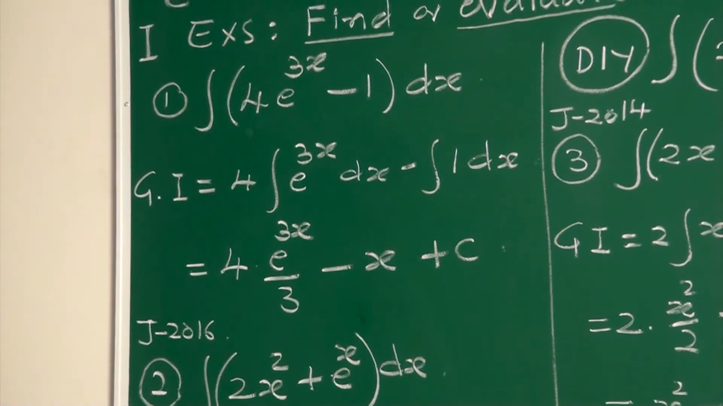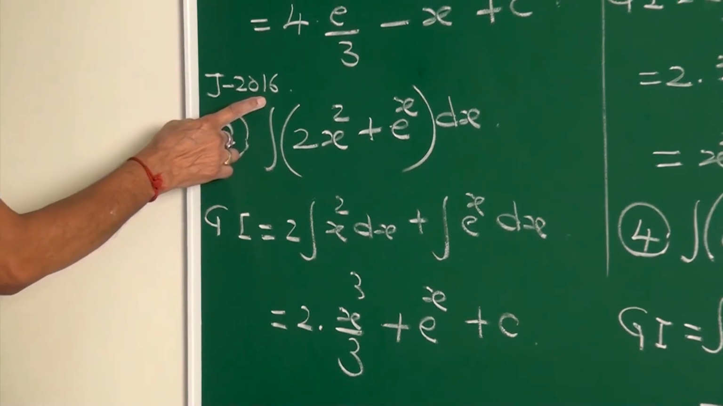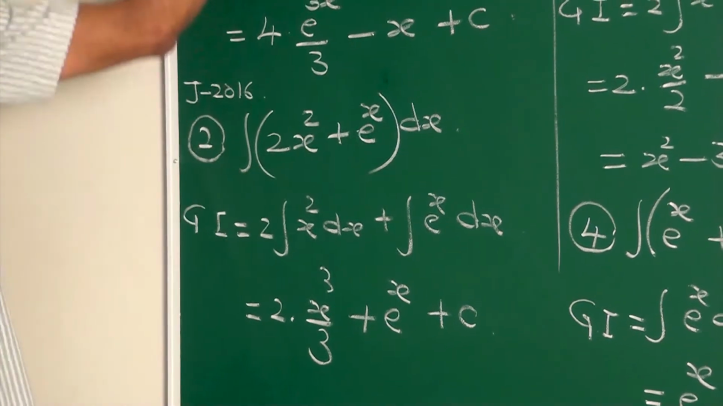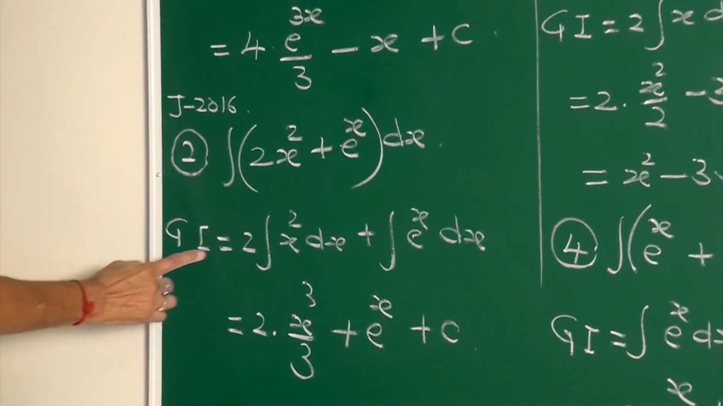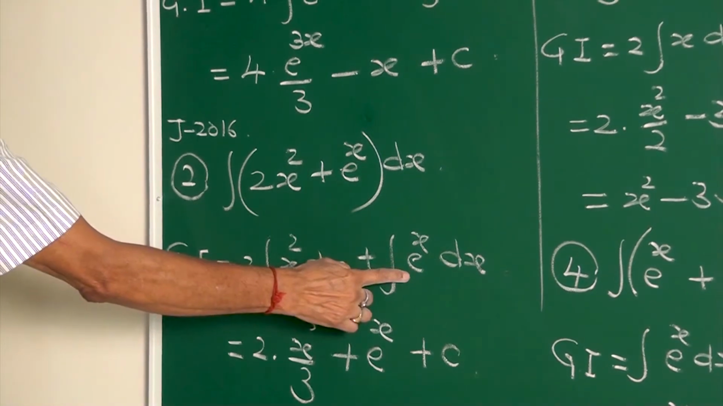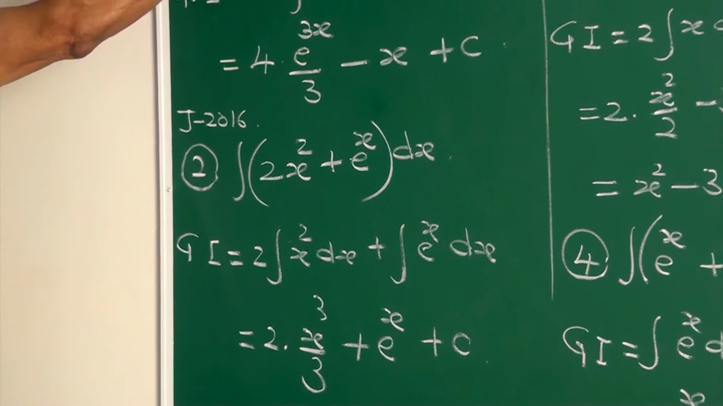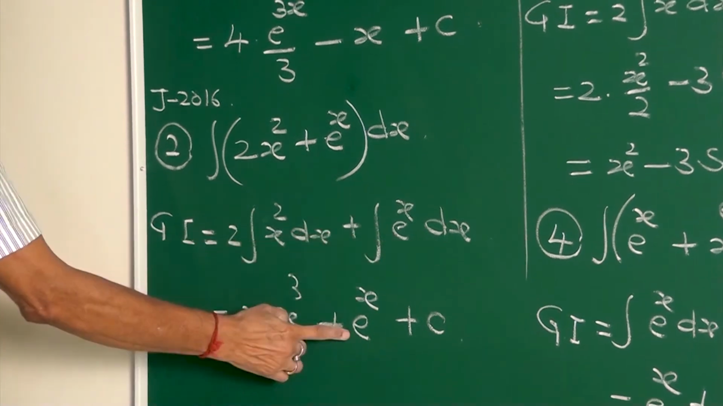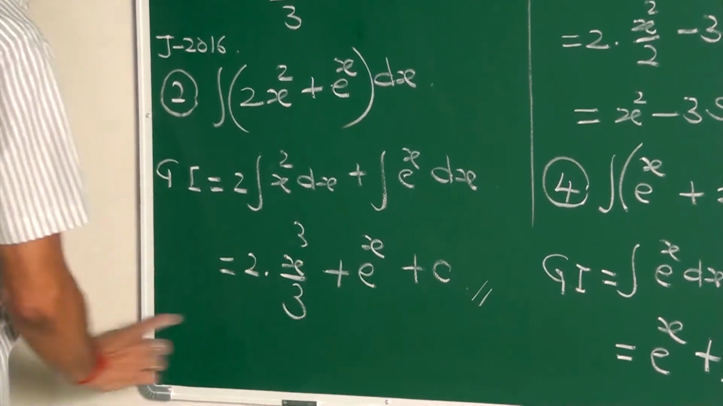This is the first example. The second example appeared in July 2016, 1 mark. Integral of 2x squared plus e to the power x dx. I told you, simple problems, my friends, remember. Given integral, 2 into integral of x squared plus, second integral e to the power x. 2 into, see there, x to the power n is x to the power n plus 1 upon n plus 1. It is 2 into x cubed upon 2 plus 1, plus e to the power x is e to the power x, plus c. It is enough to write this for a 1 mark question.